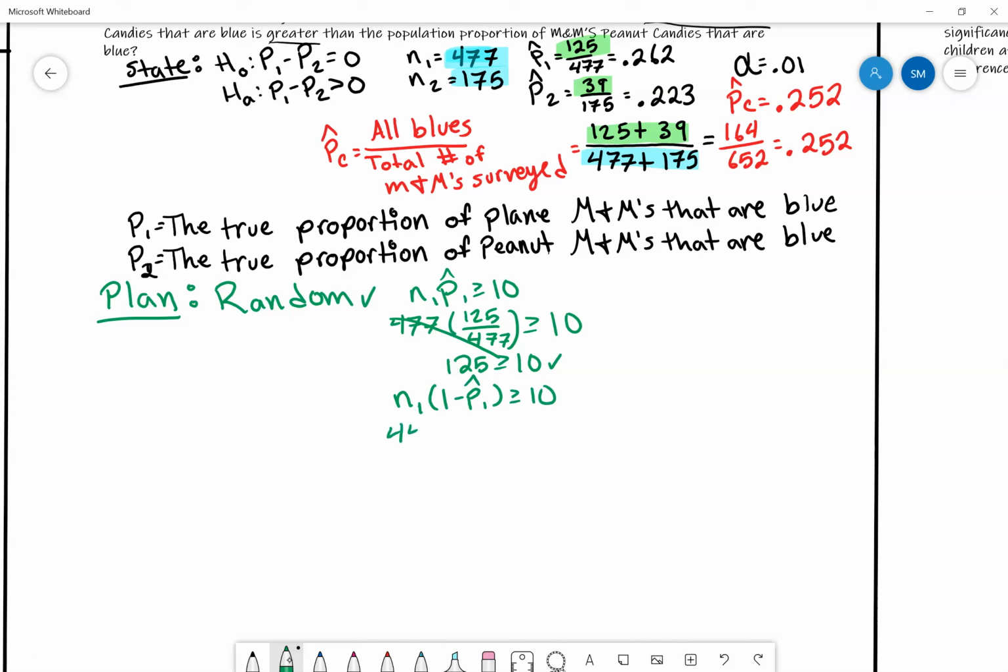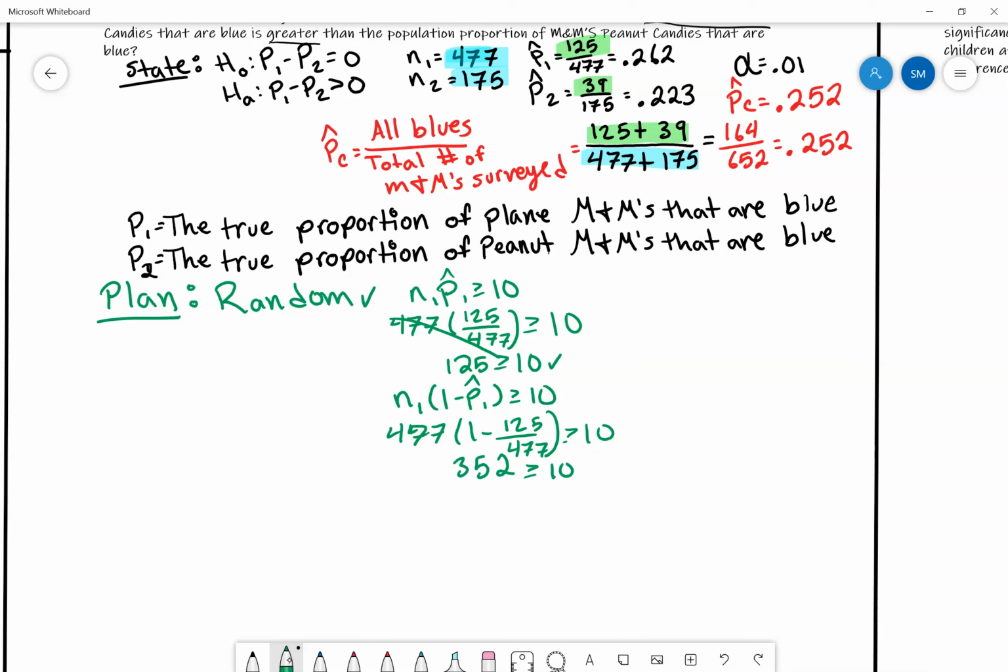So we have 477 times 1 minus 125 over 477 greater than or equal to 10, and that is 352. So yes, that is greater than or equal to 10.